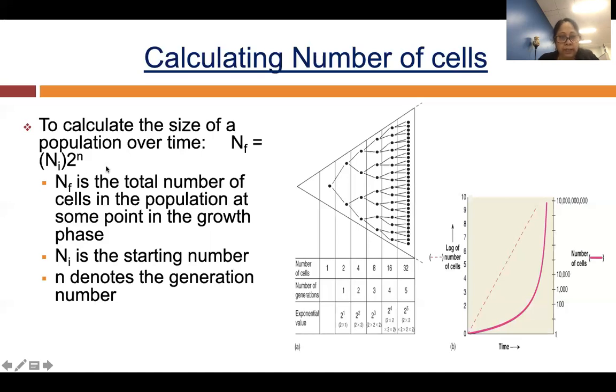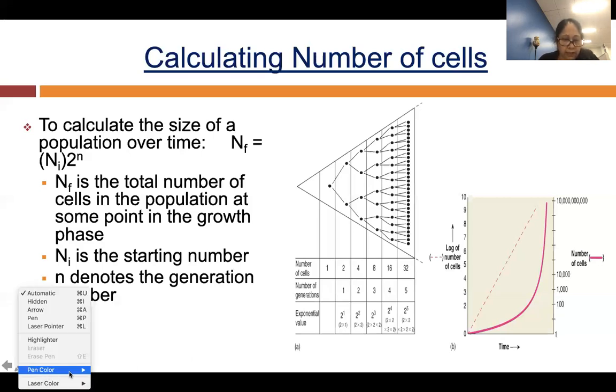So 1 multiplied by 2 to the power n, and we are going by 2 generations. So basically 1 into 2 to the power 2. 2 to the power 2 equals 4, and 4 should be multiplied by 1. So after the second generation, we are going to have only 4 cells. So the math is really easy.